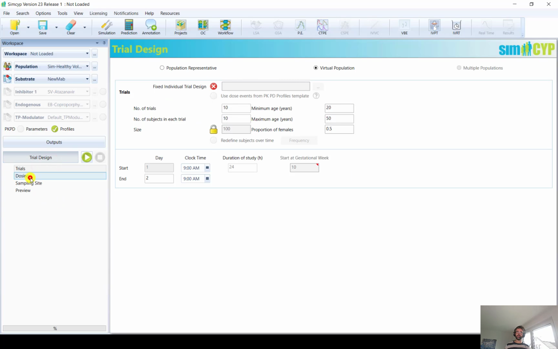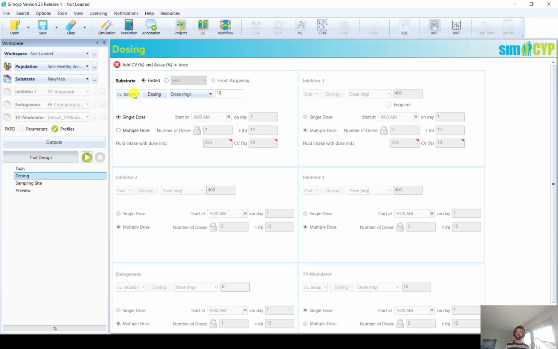One last word on the trial design or the different routes of administration that are available. We have IV modeling, we have first order absorption, we have subcutaneous and intramuscular absorption, we have an intrathecal brain model, and we can also have custom dosing to combine different subcutaneous administration sites.